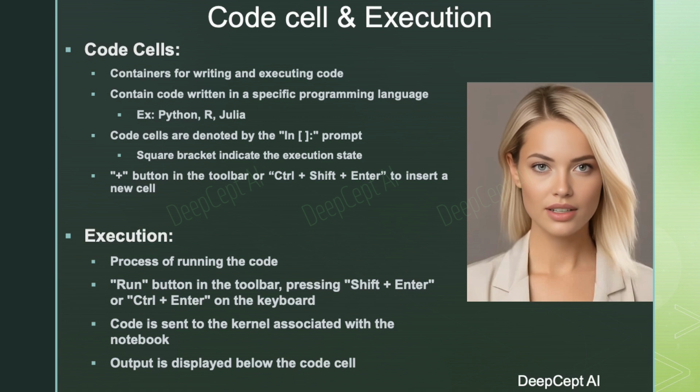Upon execution, the code within a cell is sent to the kernel associated with the notebook for processing. The kernel executes the code and returns any output generated by the code execution, including printed statements, variable values, or graphical plots. Users can execute code cells using various methods such as clicking the Run button in the toolbar, pressing keyboard shortcuts like Shift plus Enter, or selecting Run cells from the Cell menu. For example, executing a Python code cell containing arithmetic operations would produce output displaying the result of the operation.